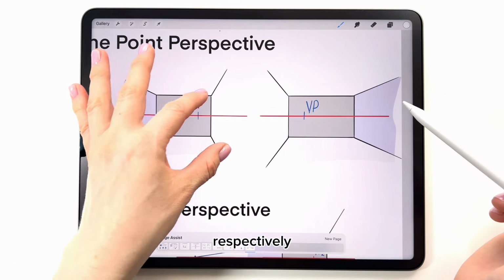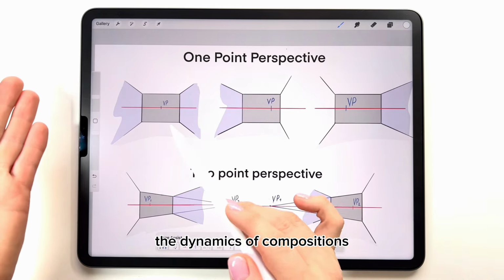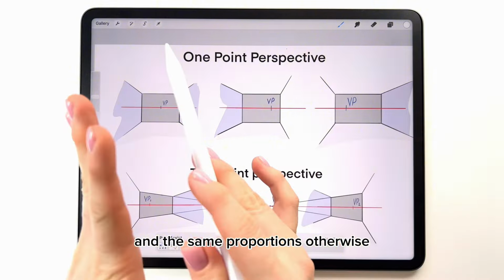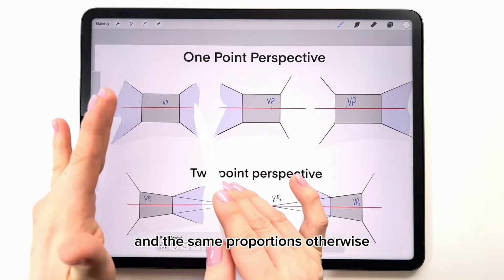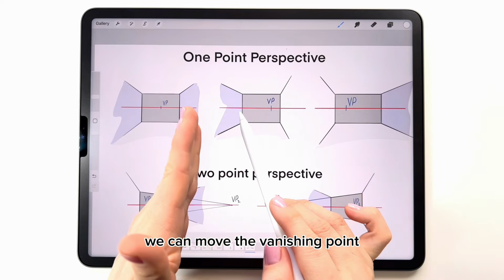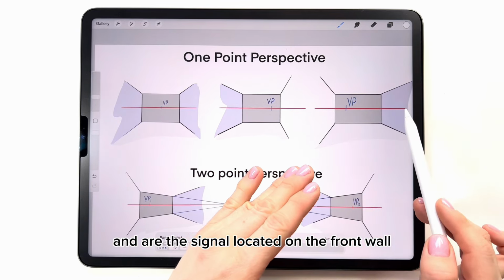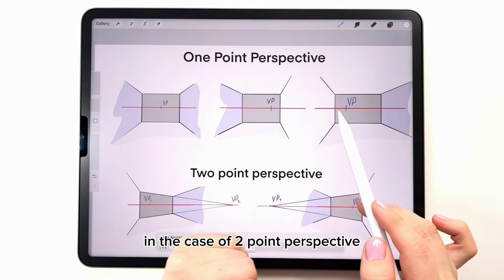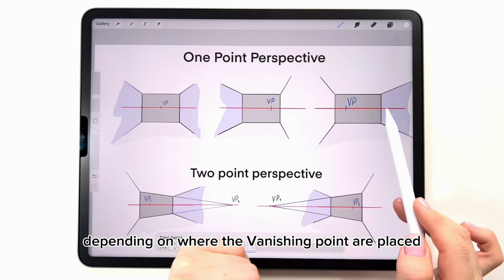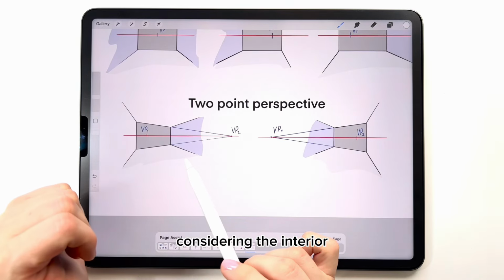Respectively, we can use these techniques to play with the dynamics of compositions to show both the left and right sides in the same proportions. Otherwise, if we wish to focus on either the right or the left side, we can move the vanishing point relative to the horizon line and the segment located on the front wall. In the case of two-point perspective, the same applies depending on where the vanishing points are placed. We will get a different view of the walls considering the interior.